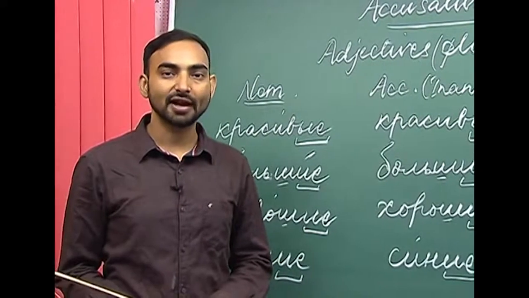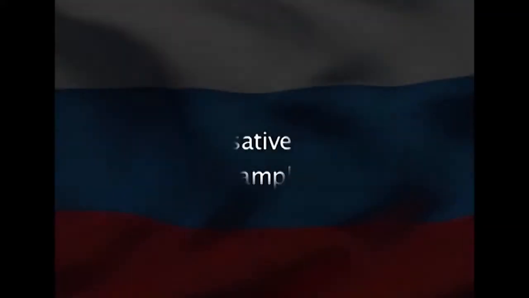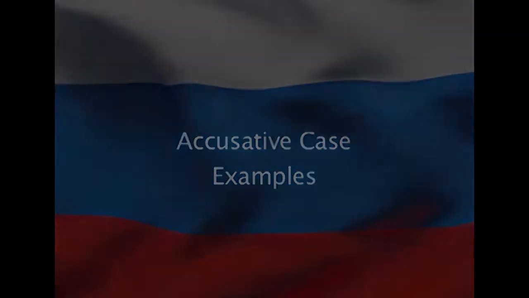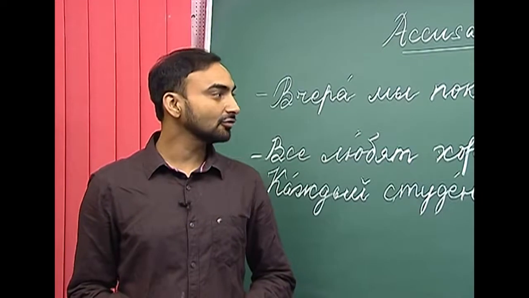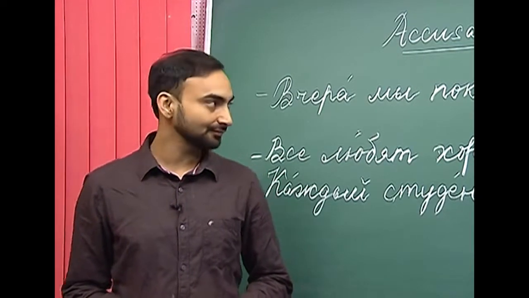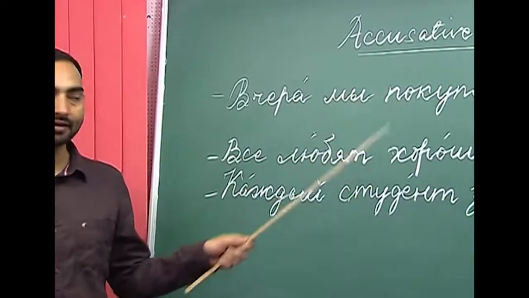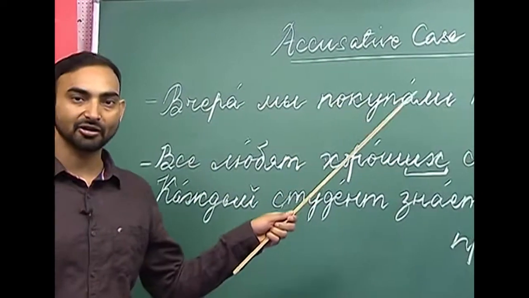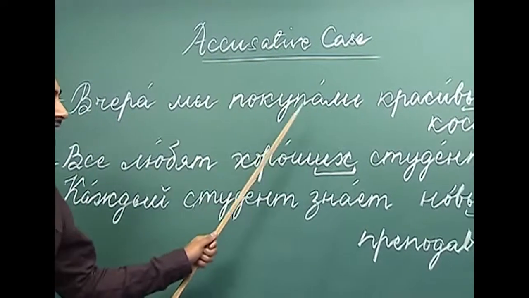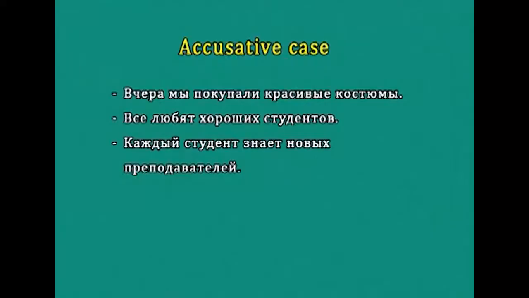Now we will look at some examples. Let us look at some sentences where nouns and adjectives have been used in the accusative case. I have written three sentences here. Let us look at the first one. Вчера мы покупали красивые костюмы. Вчера мы покупали. What is покупать? Покупать is a verb which means to buy.